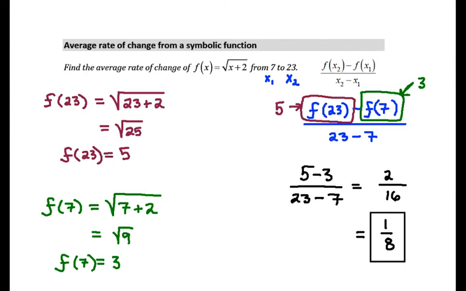And we can look at a graph of this function, the square root of x plus 2, from 7 to 23. What we're expecting to see with an average rate of change of 1/8 is that it is increasing because that rate of change is positive, or at least on average it's increasing between those two values, but not at a fast rate. That 1/8 is a pretty flat line. The rise relative to the run is pretty small. So we're expecting it to look almost horizontal over that run.